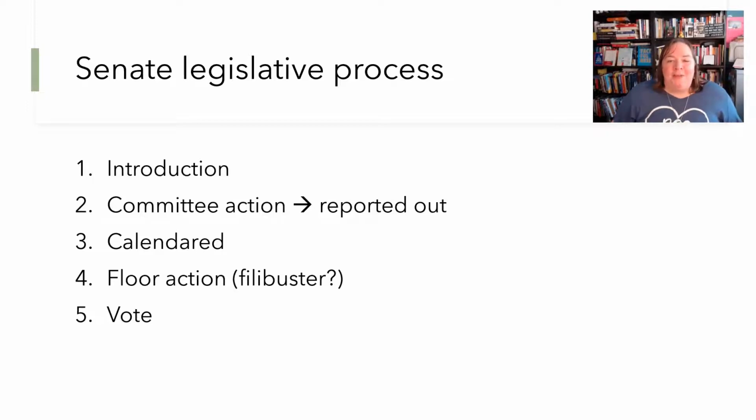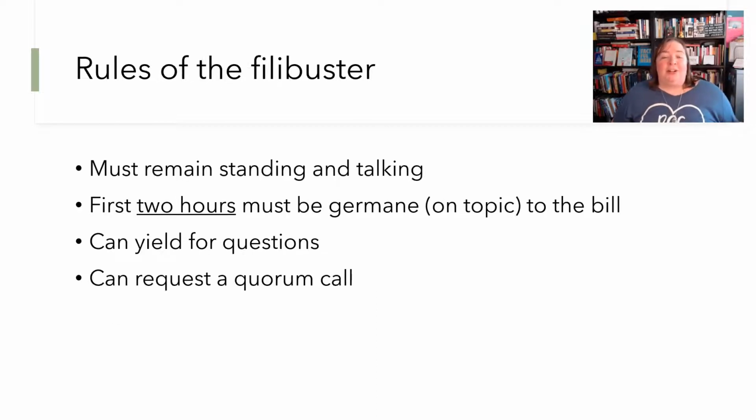The filibuster is an effort by a minority of senators to basically exhaust the rest of them into saying, fine, I give up. The rules for a filibuster are that you must remain standing and you must remain talking. For the first 2 hours of your talking on the Senate floor, you have to be on the topic of the bill. But after that, you can talk about whatever you want for as long as you want, as long as you can remain standing and remain talking. You can yield for questions, but you can't ask for a timeout to go to the bathroom or to sit down.